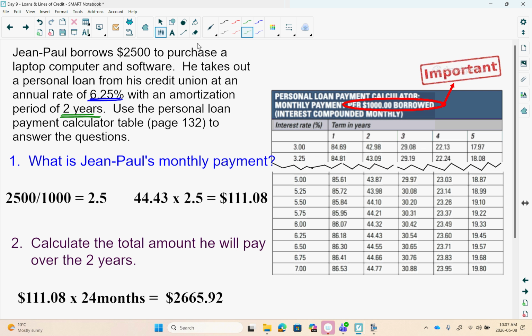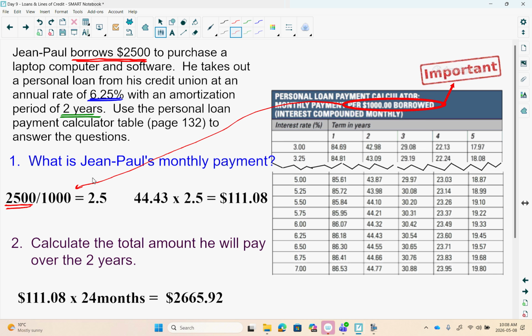So, in order to figure out his monthly payment, you are going to take the amount he borrows. How much does John Paul borrow? What's the principal? $2,500. That's where that number comes from. Why do I divide by 1,000? Because that's what the personal loan payment calculator table tells us. It's per $1,000 borrowed. Per, as we discussed, means divide. So I'm dividing by 1,000. So you'll always do that.